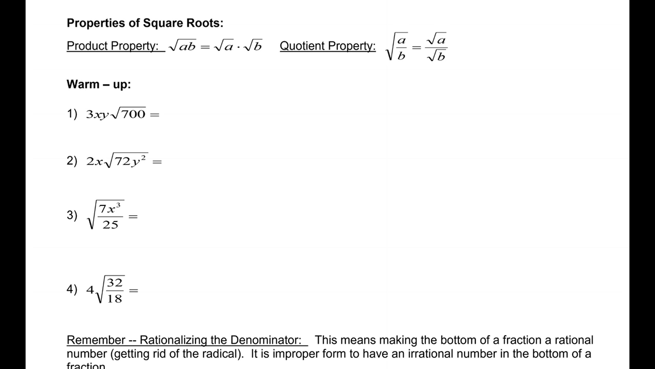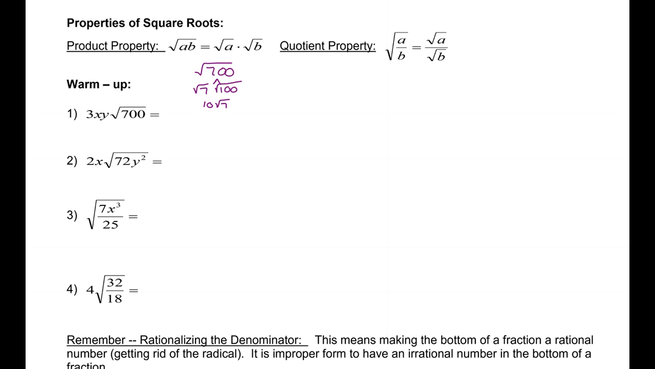So for the warm-up, number 1, I want to simplify the square root of 700. So we're going to do this by making factor trees. I want to think of any two numbers that multiply together to give me 700. So I'm going to use 7 and 100. And then because 100 is a perfect square, we can simplify this to 10 root 7.